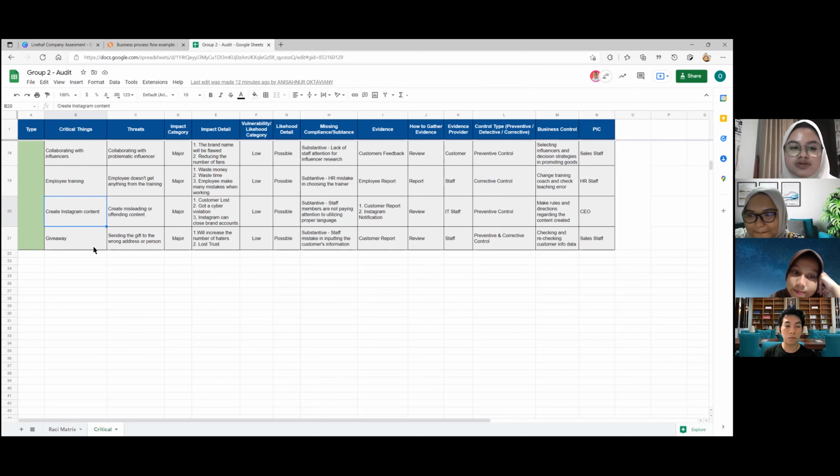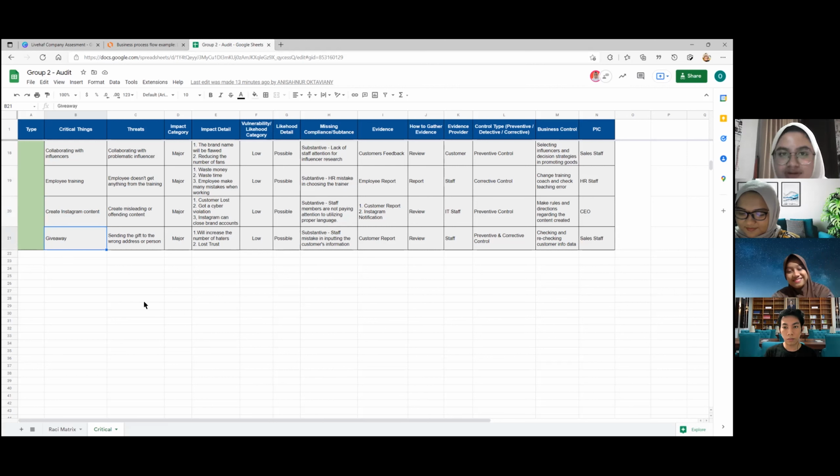And the last critical service of Livehaf is giveaway. So the threat of this critical service is sending the giveaway gift to the wrong address or person. The impact category would be major because it will increase the number of Livehaf haters, and it will also cause Livehaf to lose customer trust. And the likelihood of this happening is low, but it is possible because of the missing substantive, which is staff mistake in inputting the customer's information.